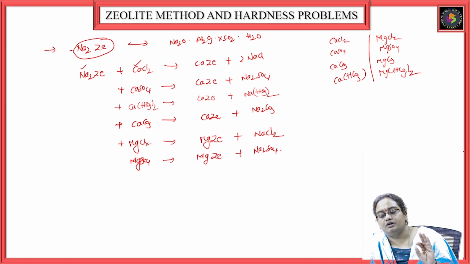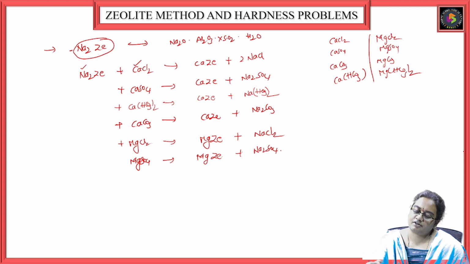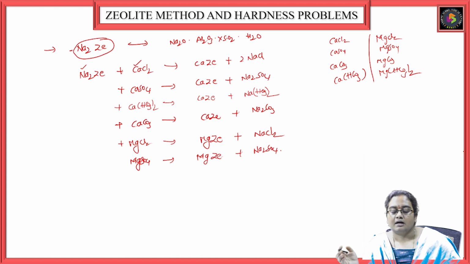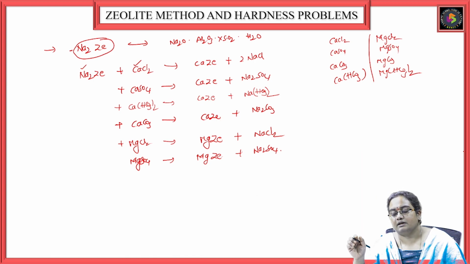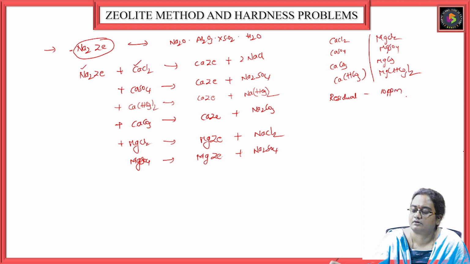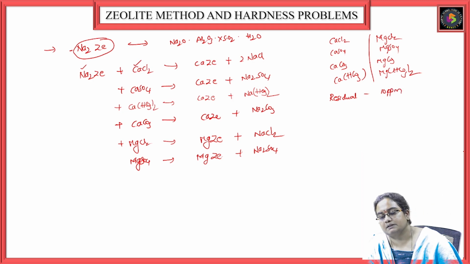Now water consists of only your anions, that is your chlorides, sulfates, carbonates and bicarbonates, which are not at all responsible for your hardness. If it is mixed with your calcium and magnesium, then only it is responsible for hardness. If it is alone, it won't cause any hardness. So now water consists of your sodium chloride, sodium sulfate, sodium bicarbonate, sodium carbonate, like that, which are not responsible for your hardness. Because of that reason, the residual hardness of your zeolite is only 10 ppm, which is very less and which is suitable for consumption purpose.